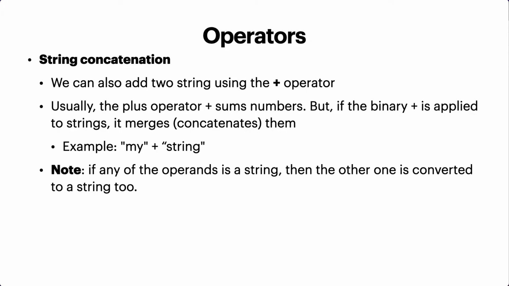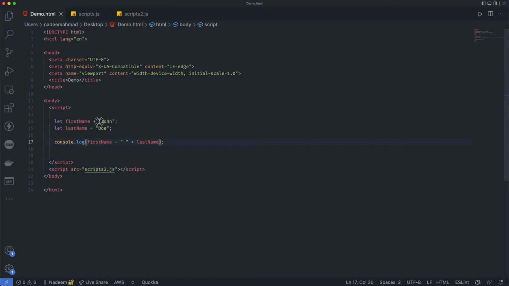Note, if any of the operands is a string, then the other one is converted to a string too. So if we're doing the plus operation over here, and one of the operands is a string, then the other one is converted to a string too. Let's take an example and see how it really works. I have a string over here, John, and then I have a number over here, and I want to sum them up. What happens over here? Let's get rid of this to make it clear for now.